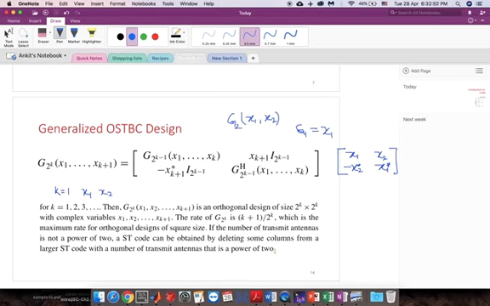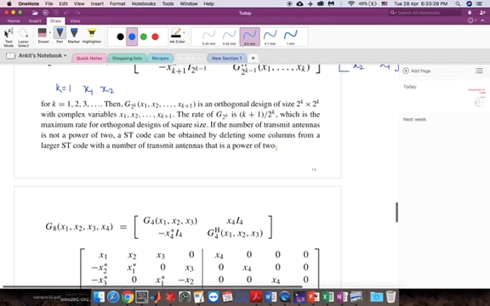So for k equals 2, you can also design another orthogonal STBC. What about the case where the number of transmit antennas is not a power of 2, for example 3 transmit antennas? For that, we need another processing by deleting some columns. Don't worry about this. This is not in your syllabus. This is just for the sake of knowledge that I'm sharing.